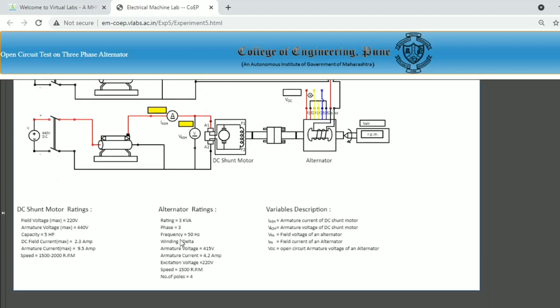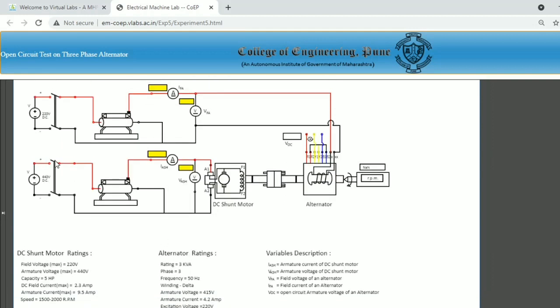Here you can see the alternator ratings; the alternator rated speed is 1500 rpm. So I am closing the DC supply and adjusting this variac to set the speed to 1500. Whenever I increase the armature current, the alternator speed increases. Our ultimate aim is to set the alternator speed to its rated speed. It has almost reached 1000 rpm, so I am just increasing it.